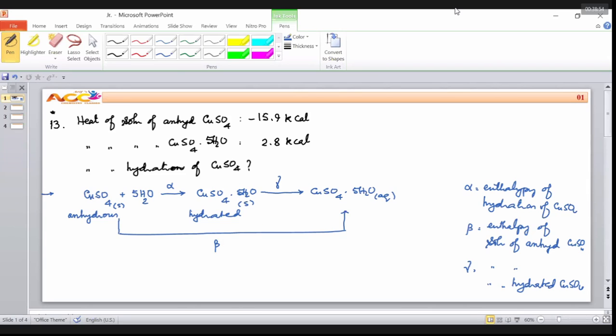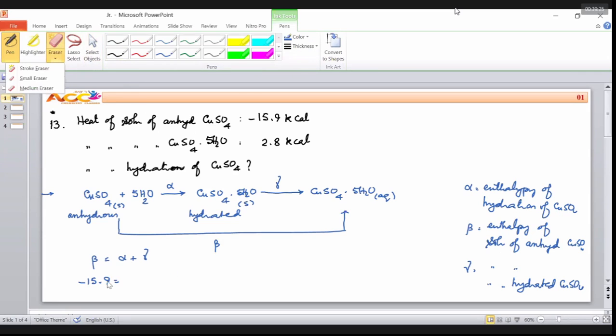What does Hess law say? When a chemical reaction takes place, either in a single step or number of steps, the sum of all the energies must be constant. मतलब beta is equal to alpha plus gamma. चलिए, beta. What is beta? Enthalpy of solution of anhydrous copper sulfate. Sir, heat of solution of anhydrous copper sulfate. How much? Minus 15.9.